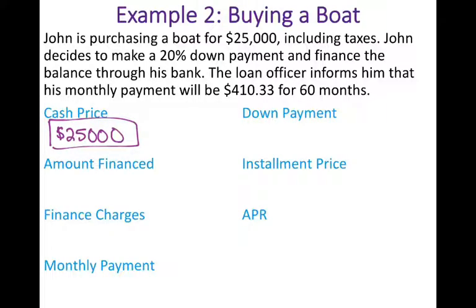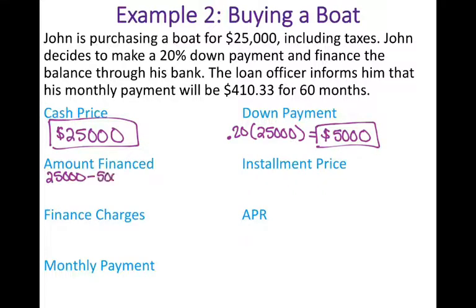So the cash price of this boat is the $25,000. The down payment was 20%, so 0.20 times the 25,000 gives us our down payment, which is $5,000. The amount financed is the cash price minus the down payment, so 25,000 minus 5,000 is $20,000.